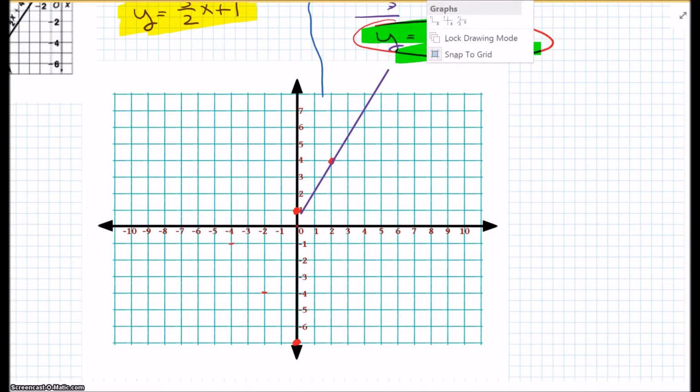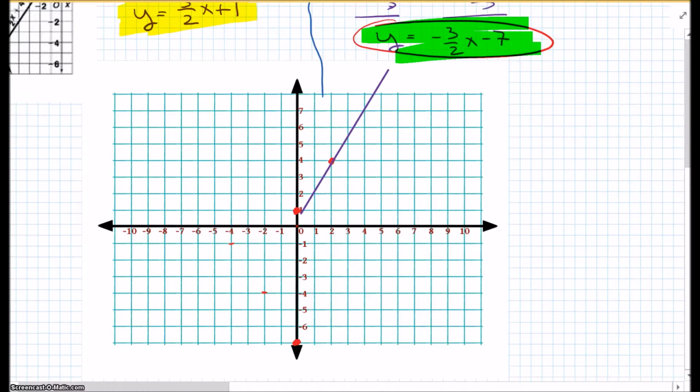So let's draw my line. The y-intercept was negative 7, so here we go. There, I got a line. Let's extend this line a little bit further, trying to go through the points.